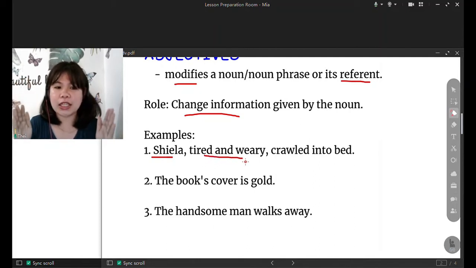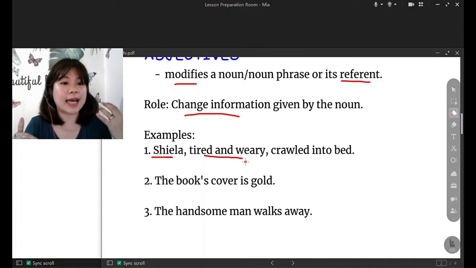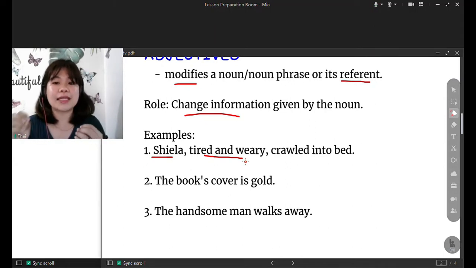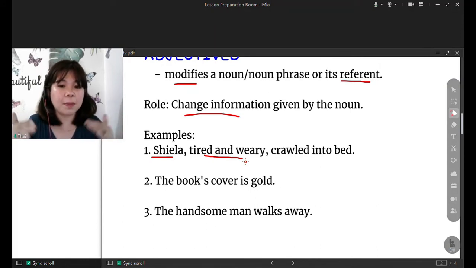Now, I want you to listen carefully for you to understand the adjectives. Let's read this sentence without tired and weary. So let's have: Sheila crawled into bed. Can we understand it? Of course, we can. But since we added the adjectives tired and weary, we can picture why Sheila crawled into bed. Oh, that's why she crawled into bed, because she was really tired and weary. See? It gives more meaning to your sentence.